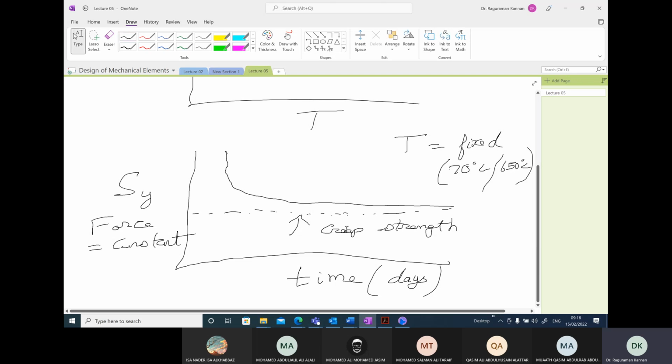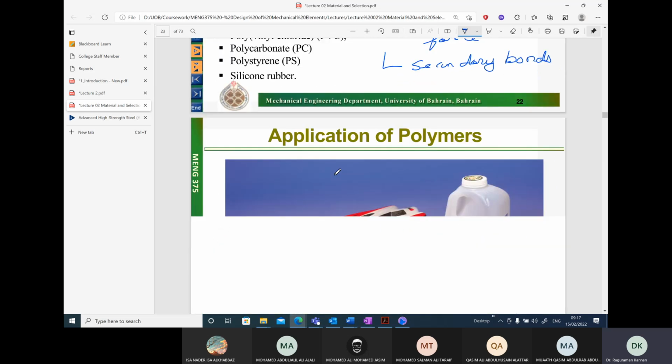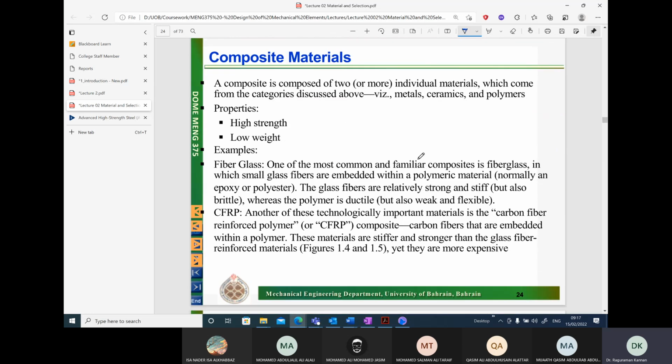And in most of the applications, especially with static loads where force is constant, we will use the creep strength of the material for calculations and design rather than using the original yield strength at room temperature. Okay, so this is what we do with plastics, and we can also do this with respect to metals or alloys. Okay. So let's move to composites.